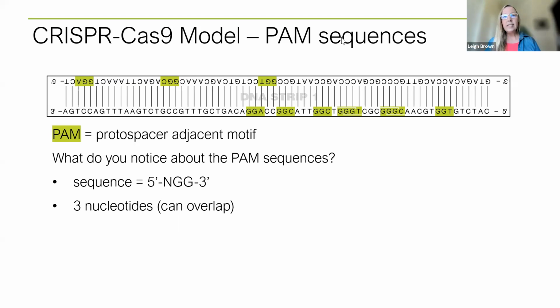So that's why you see these right here. We have a GGG, which is one PAM sequence, but we also have overlapping with that TGG. So that's why we have four nucleotides highlighted there. Okay, so those are the PAM sequences.